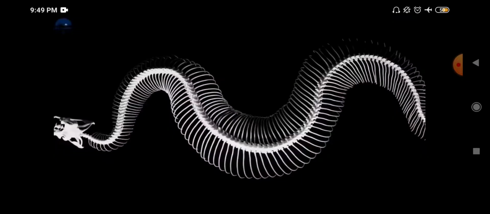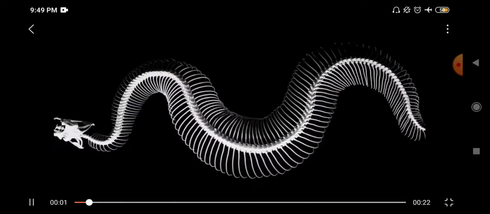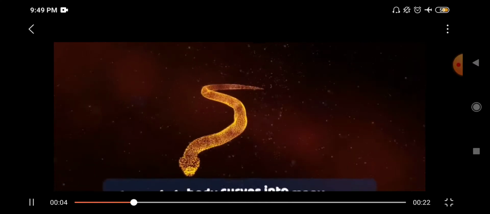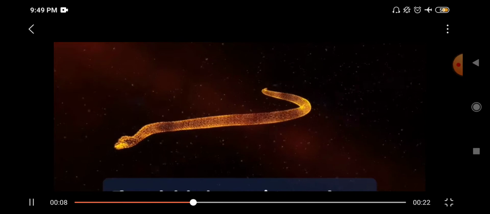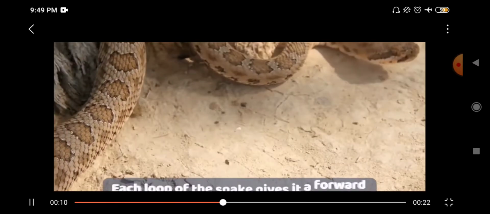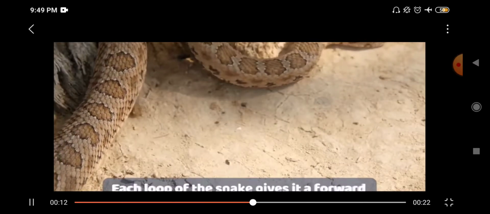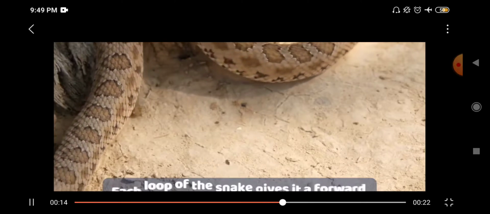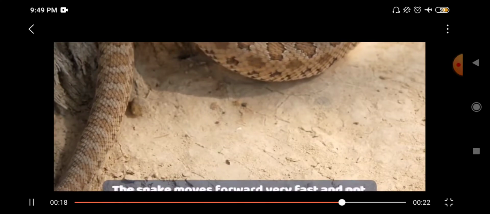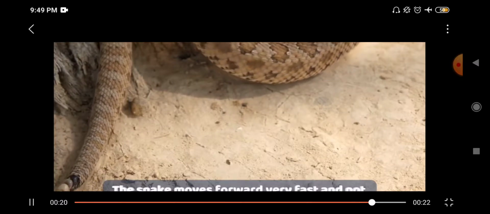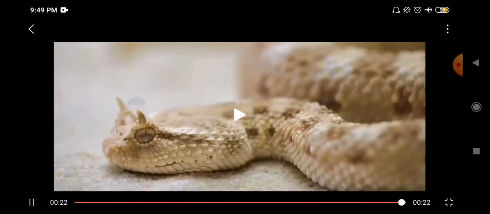As the snake moves, it curves, it doesn't move in a straight line, and the loops push the ground and jerk the body of the snake forward, so that the snake can move. As it makes many loops with its body, it has a very high speed.